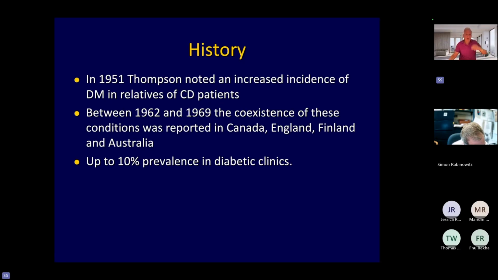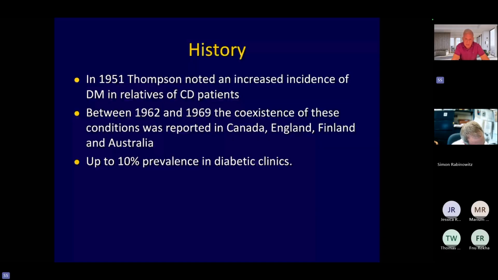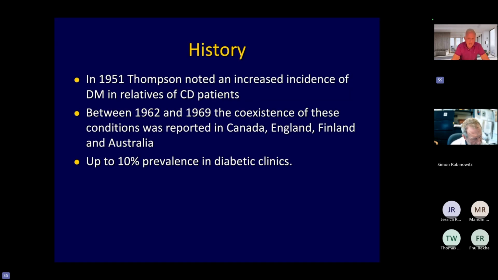So how was this association finally made? Well, it goes back to the mid-20th century, where Thompson noted an increased incidence of diabetes in relatives of celiac patients. Between 62 and 69, the coexistence of these conditions was reported in a number of countries. And in fact, if you see a patient with type 1 diabetes in all diabetic clinics, they are screened for celiac disease because the prevalence among diabetics is about 10%.